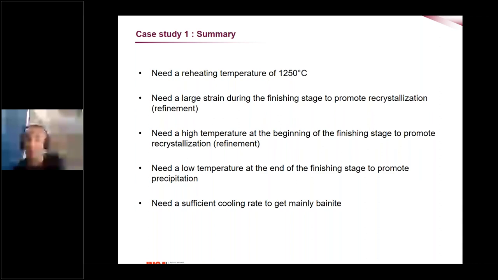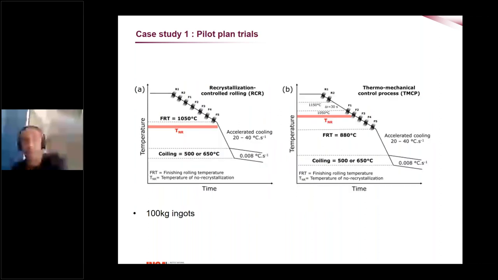Now it's time to go to another scale. So we did some pilot plant trials on 100 kilogram ingots, and we tried to get two different routes. One for which the finishing stage was always at a temperature above the recrystallization temperature, and one for which some finishing steps were above and some were below. So we call this one RCR, for recrystallization controlled rolling, and this one TMCP, for thermo-mechanical controlled process, for which you have some finishing stages above and some finishing stages below. And then we have two different coiling temperatures.